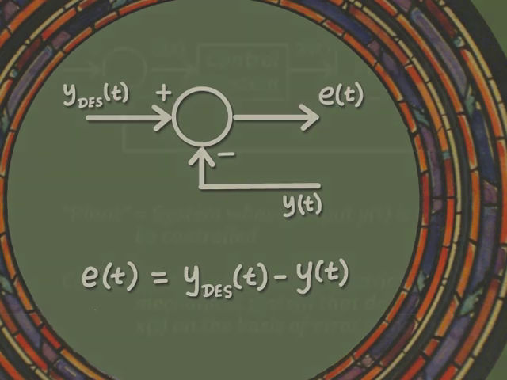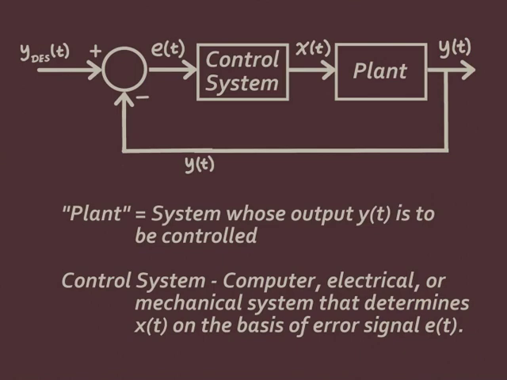This block diagram shows a typical feedback control system. You can see, as in the slide before, that the error signal is created by taking the difference between the desired value of the output and the actual value of the output. This creates e of t. This error signal then goes into the control system. The control system uses the error signal to decide what the input to the system to be controlled is. This input is x of t.